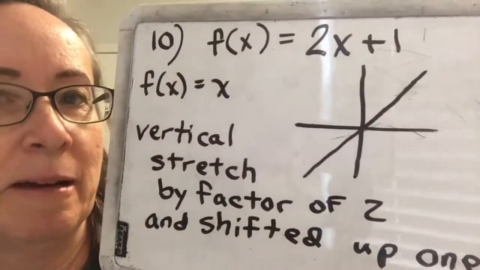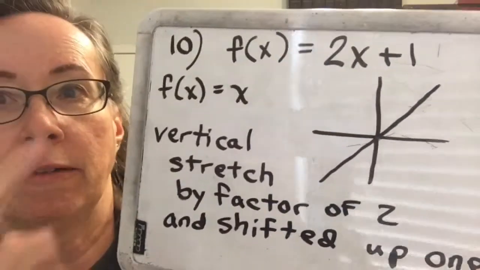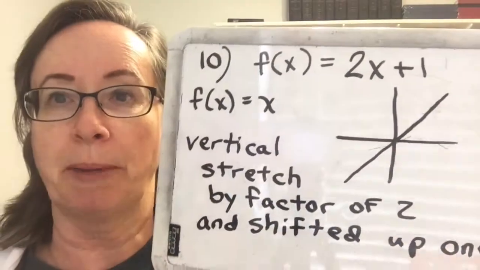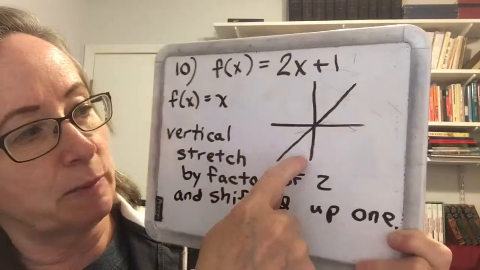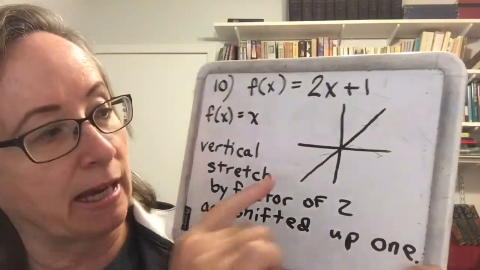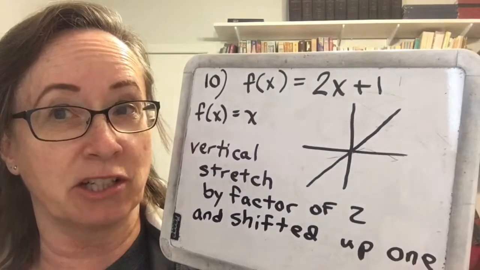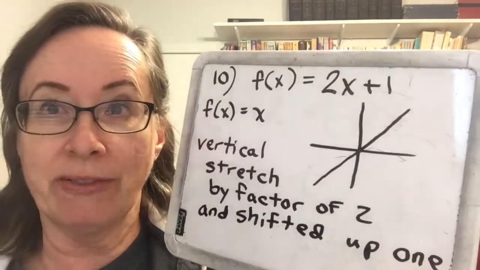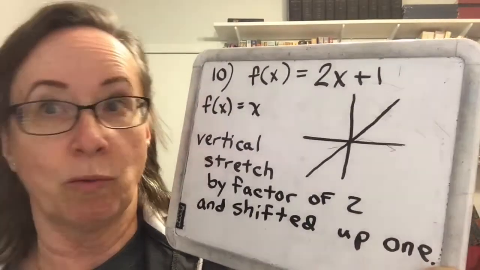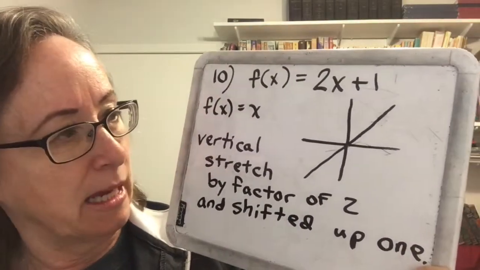All right, so we have this parent function that we're talking about. F of x is x, which is our parent line. And this is what the parent looks like. It is a 45-degree line straight through 0, 0. And it's called our identity function because everywhere on that line, x is equal to y. Okay, so the points 1, 1, 2, 2, 3, 3, those are all on that line.